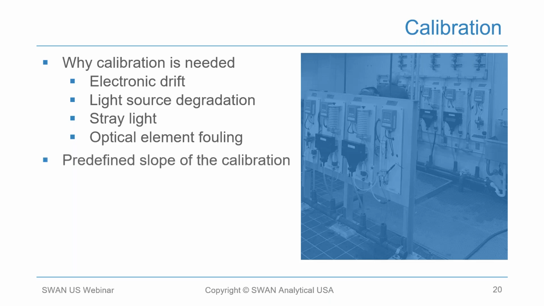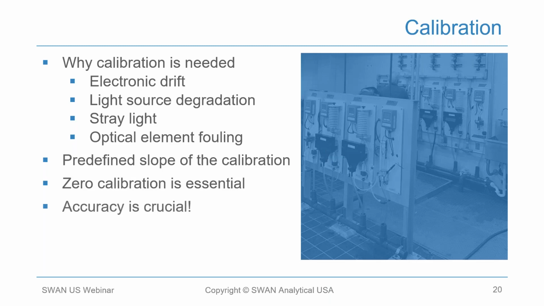Now, the slope of the calibration is predefined and stored in every instrument. SWAN's factory calibration includes a 0 point, as we believe it's essential for the low-level measurements being performed. Some manufacturers don't take this approach.